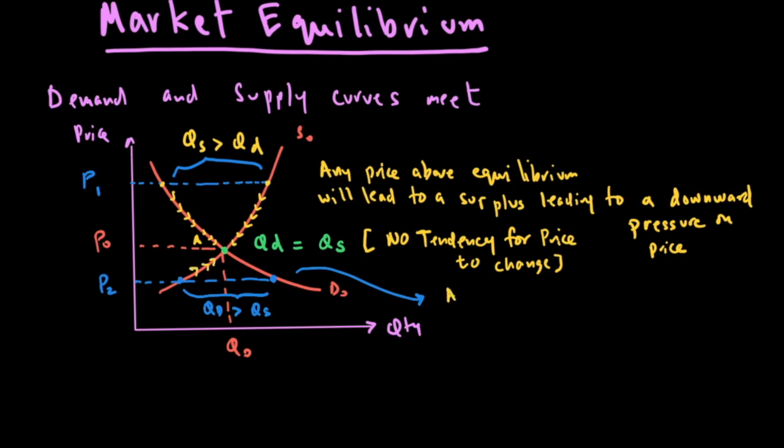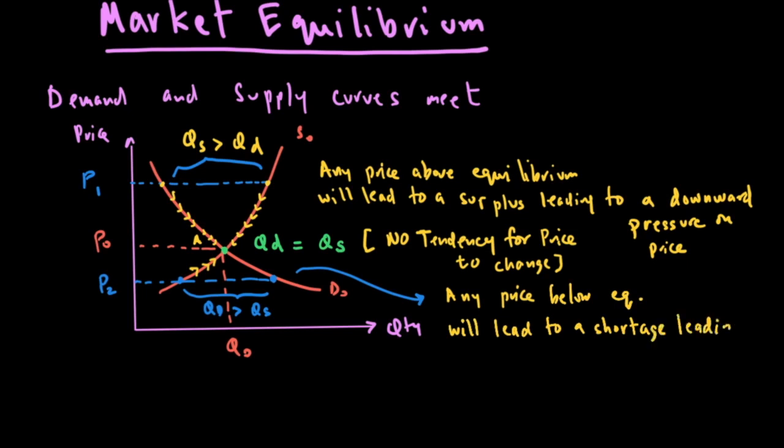So what I'm trying to say is this: any price below equilibrium will lead to a shortage, leading to an upward pressure on price. So there will be an upward pressure on price.